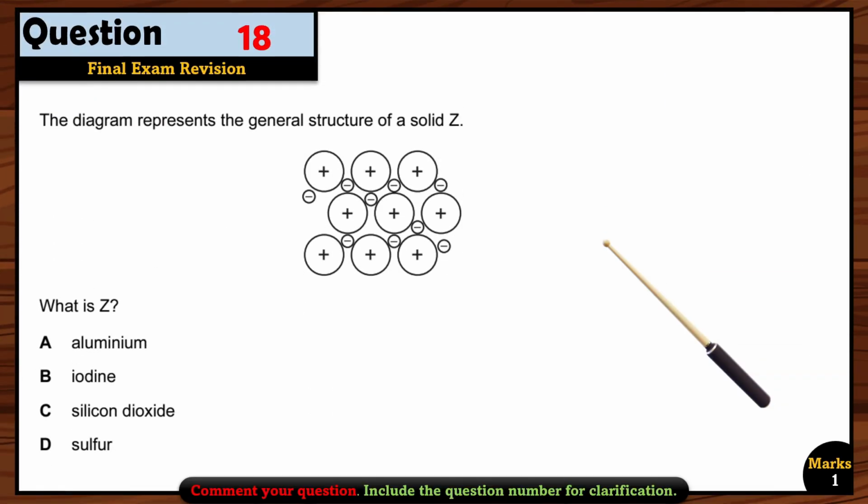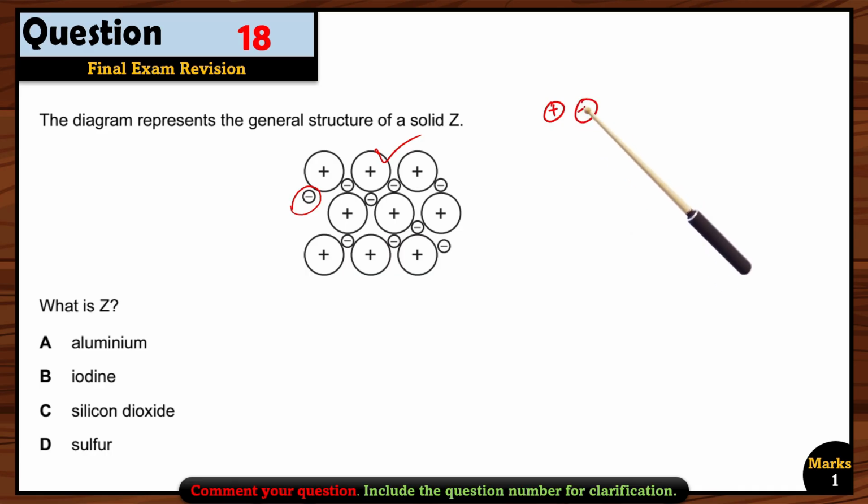Let's see question 18. The diagram represents the general structure of solid Z. If you see, we have positive ions and small electrons. Okay, sometimes the students get confused between the metallic structure and the ionic lattice structure, because in ionic compounds, we have positive ions and negative ions, right? And same in the metal. In metals, you will see the positive ions and electrons.